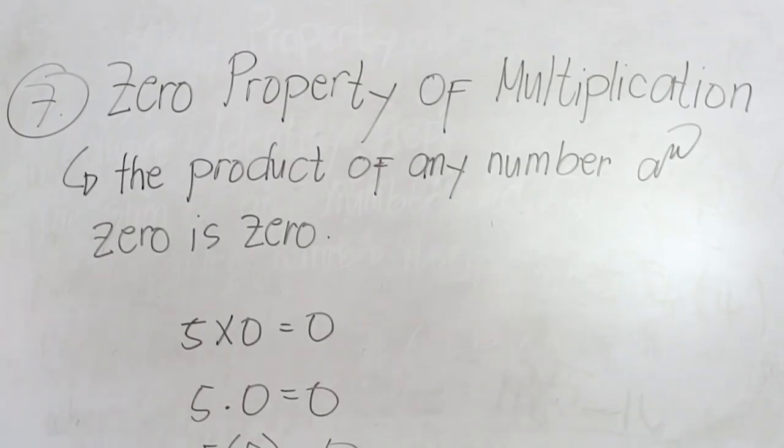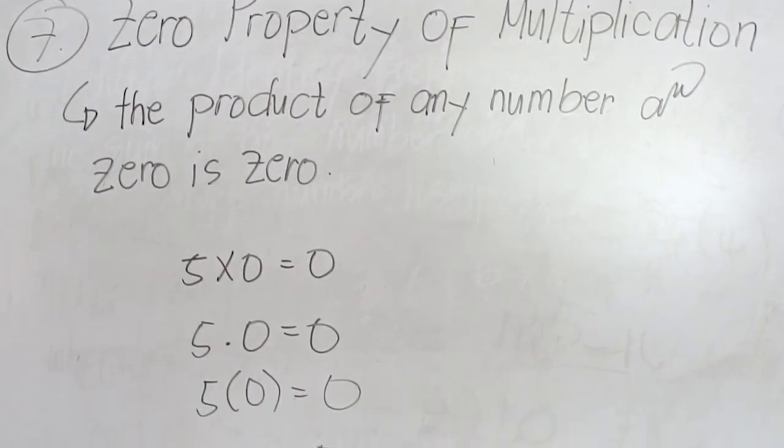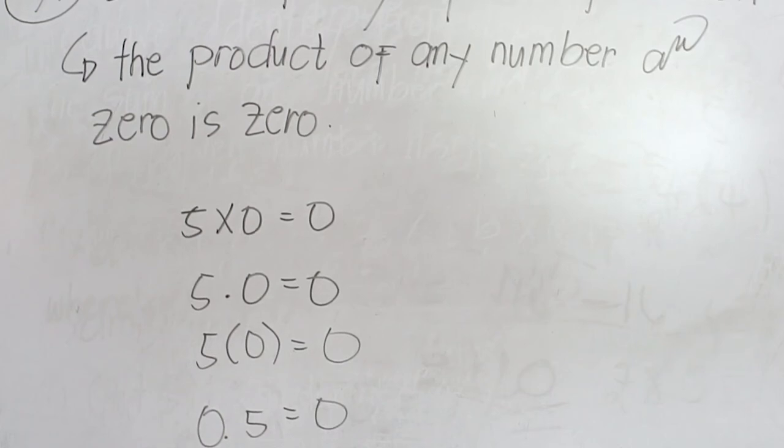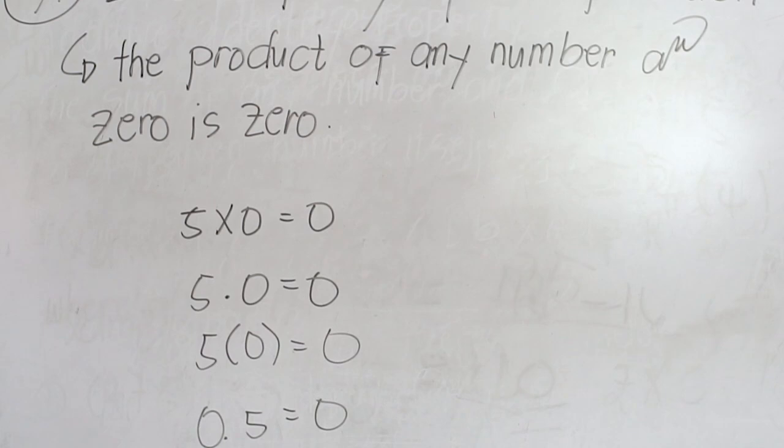Okay, the last one is zero property of multiplication. The product of any number and 0 is 0, of course. Okay, 5 times 0 equals 0. So don't forget that the product of any number and 0 is 0. So any number multiplied by 0, its result is 0.